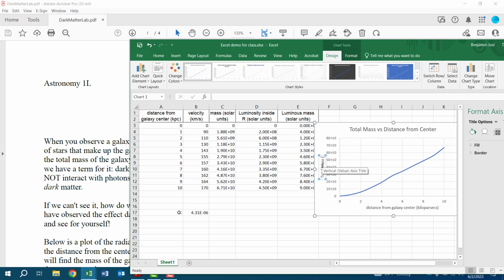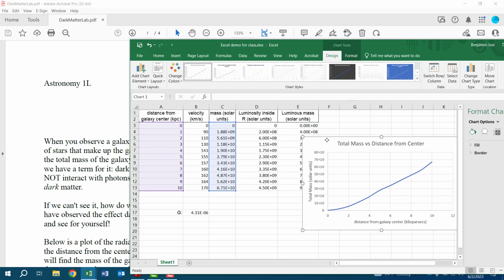And those units are solar units, not kilograms, for instance. I'll just put solar units. So if the number at the end here is close to 7 times 10 to the 10th, well, that would be 70 billion solar masses worth of mass. So this is looking pretty good already.